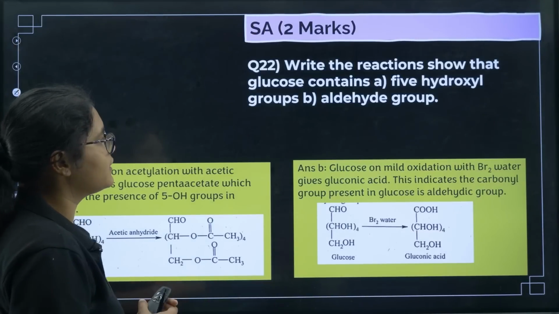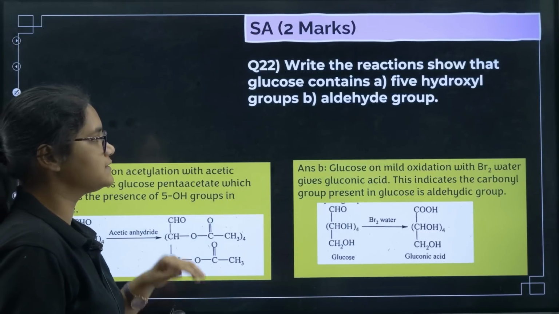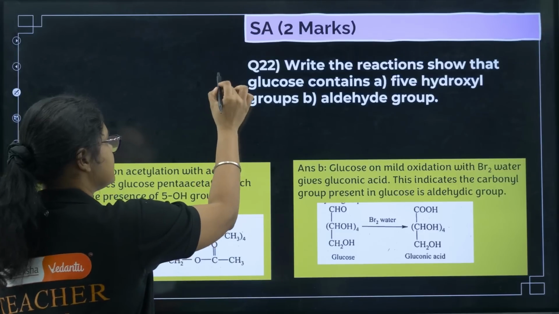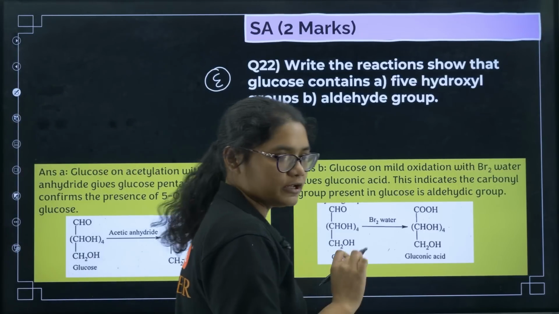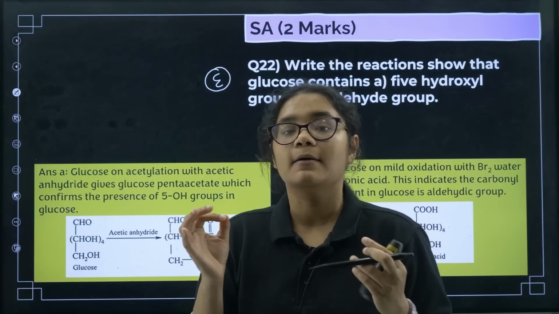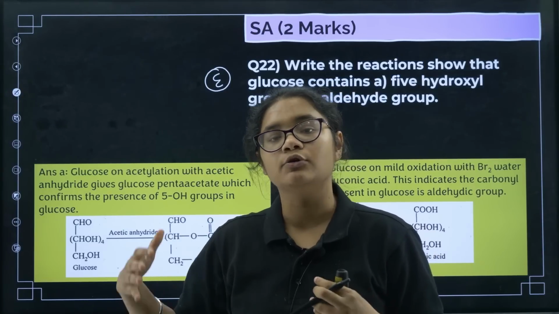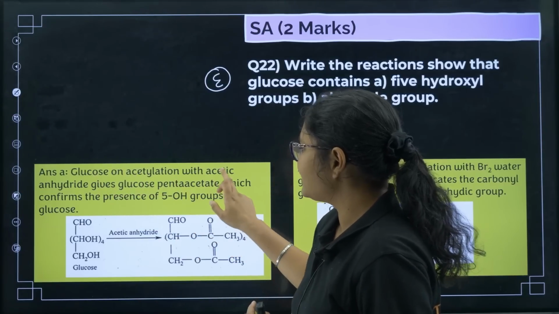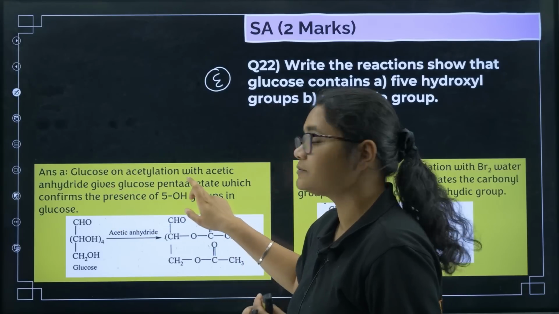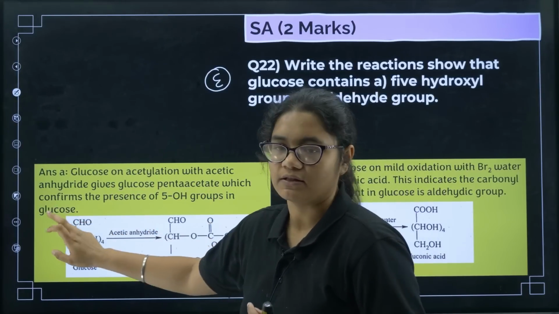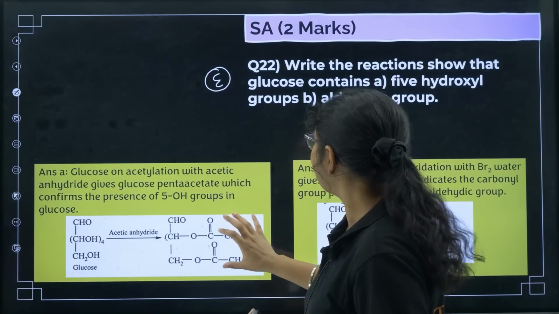Next question, write the reactions that show that glucose has 5 hydroxyl groups and 1 aldehyde group. This is also an easy and direct question from the biomolecules chapter. So for 5 hydroxyl groups, you have to react it with acetic anhydride to get the pentaacetate, right? So glucose on acetylation with acetic anhydride gives glucose pentaacetate, which confirms the presence of 5 OH groups in the glucose. Okay, so you have to write the reactions as well.